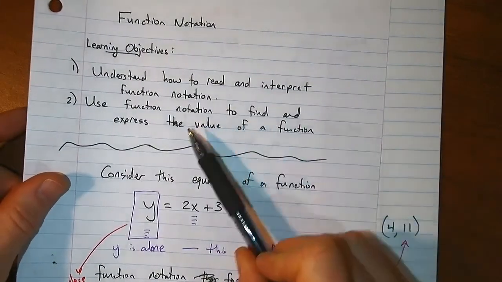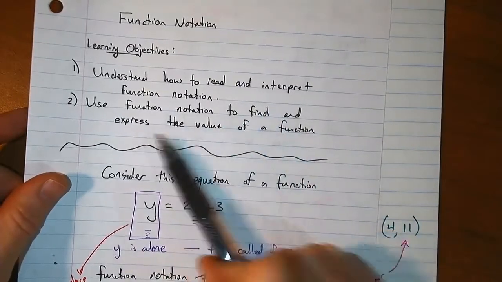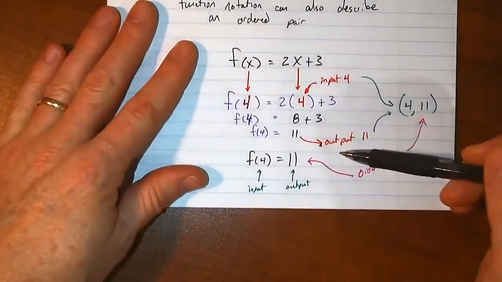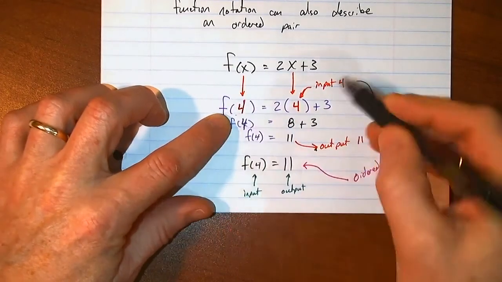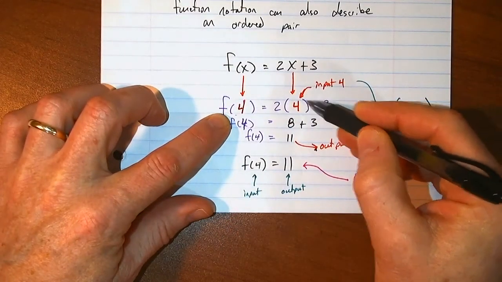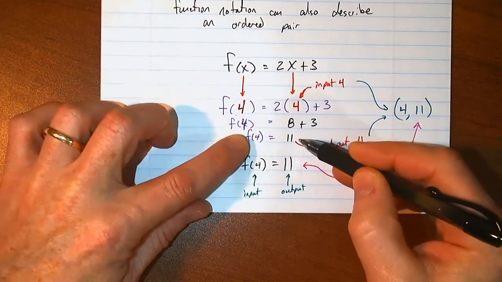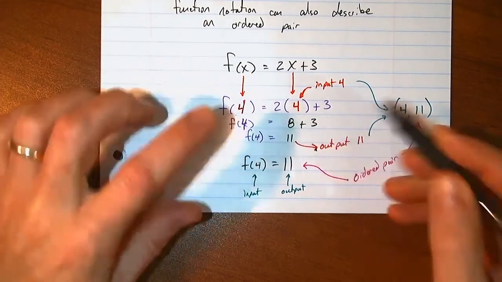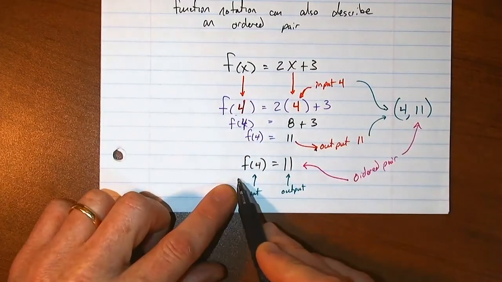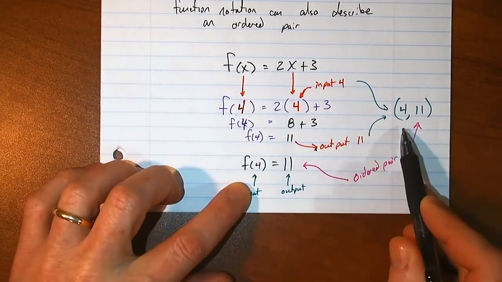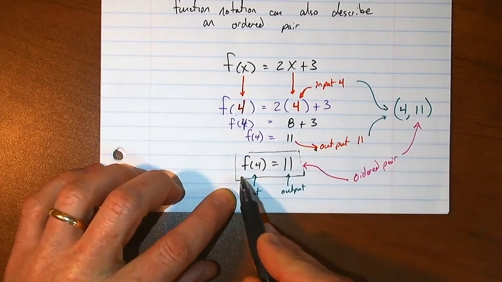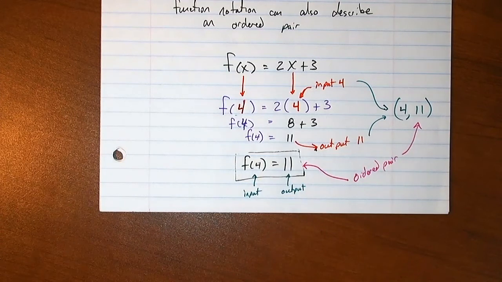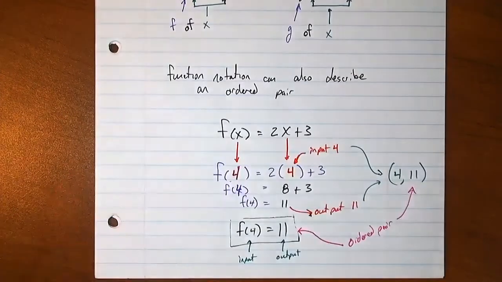And then how do I use function notation to find and express a value? So that's exactly what we did right here. Once I saw f of 4, I knew that meant plug in 4 and simplify. So that's finding the value. And then expressing the value, I'm doing that right here just like I would with an ordered pair. But now my expression includes the name of the function. So it's a more useful way to represent that information. Okay, so that's everything in our learning objectives.